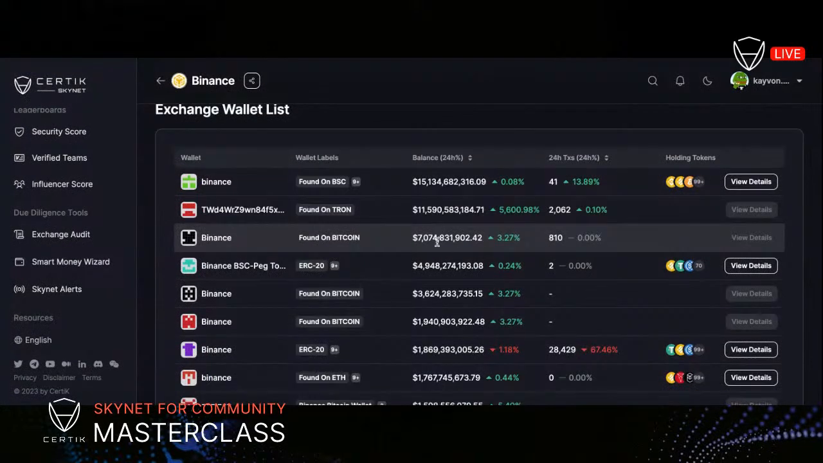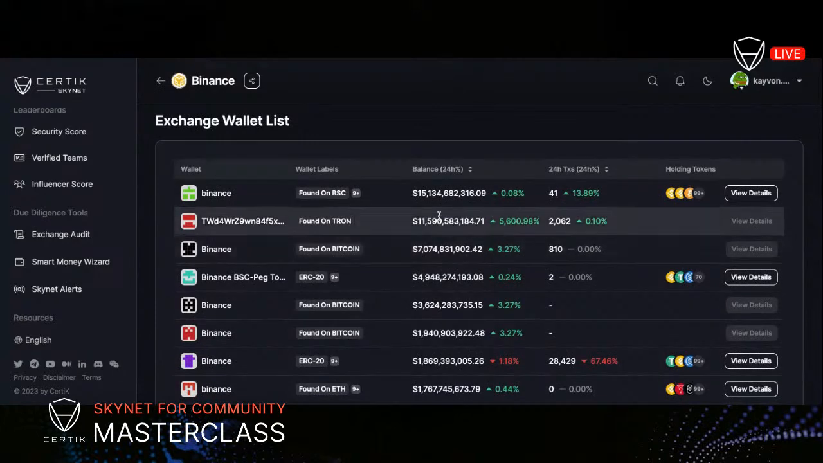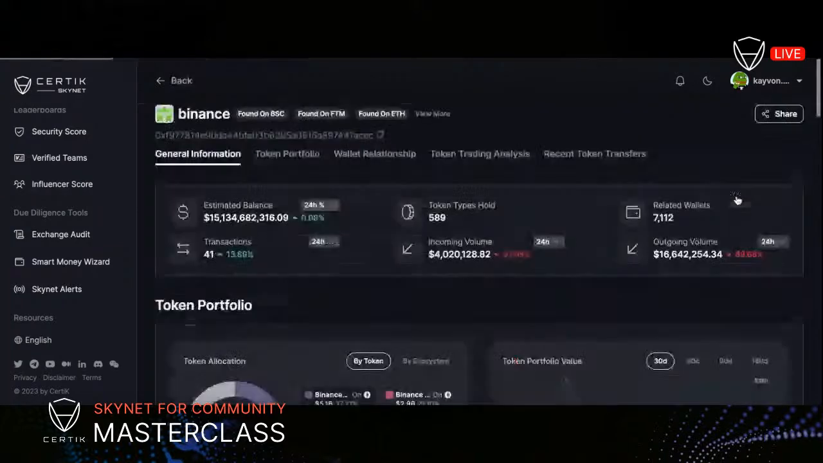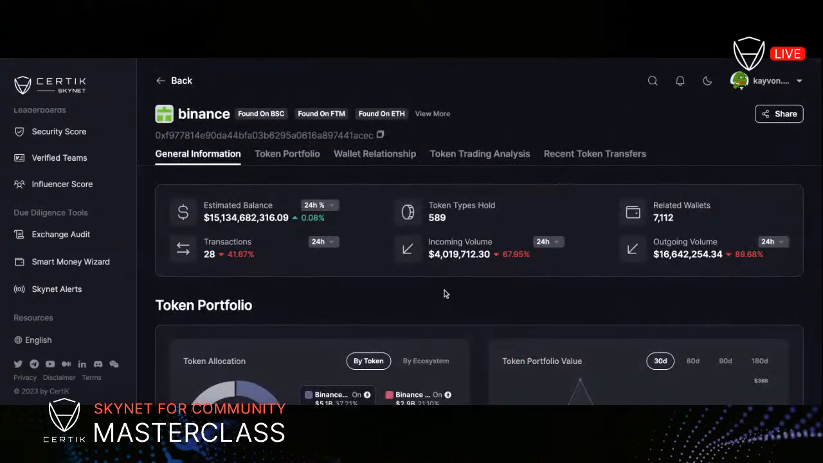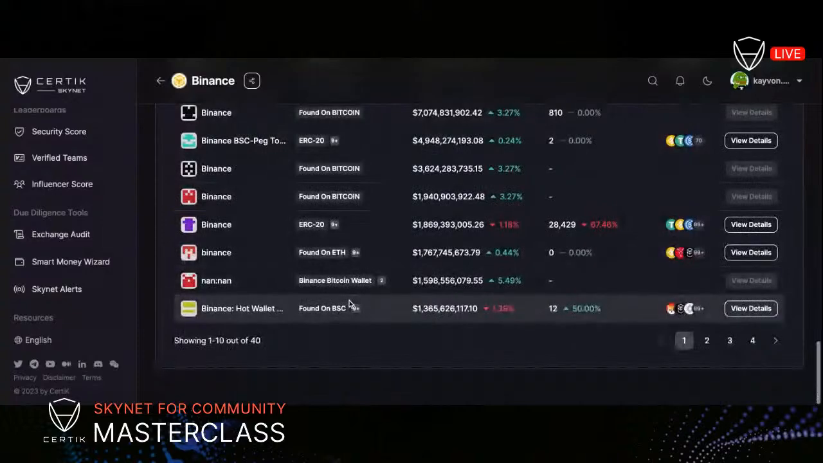And here we've got the list of actual wallets that we track related to Binance. Correct. Yeah. So these are all the specific wallets themselves, and users are free to click view details, and this will open up into our Smart Money Wizard, which we'll get into shortly to give a little more info about that. Awesome.